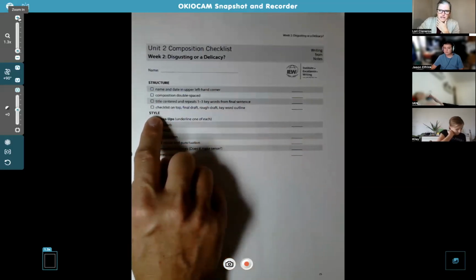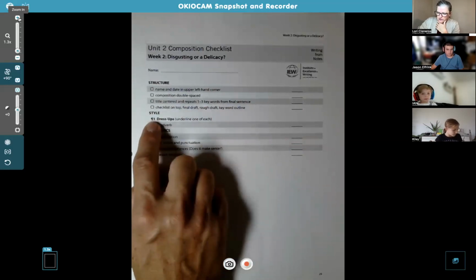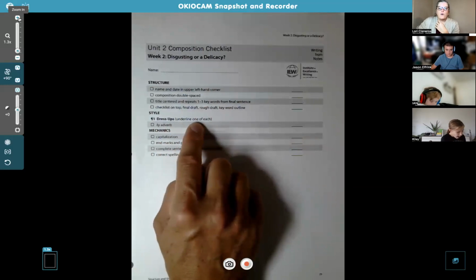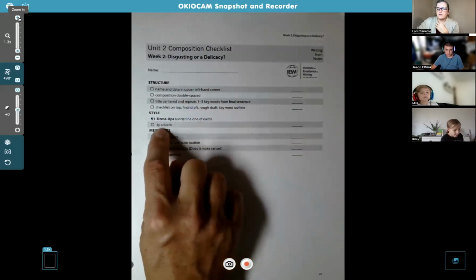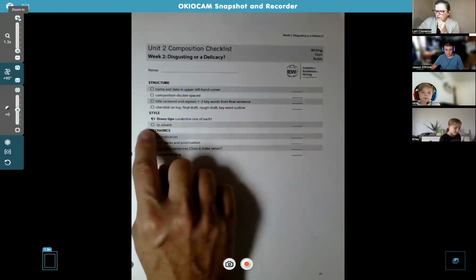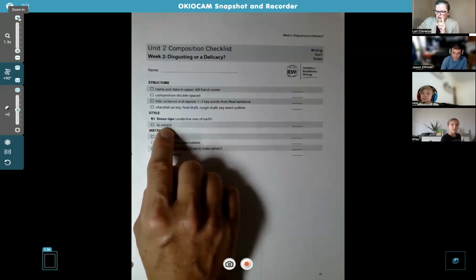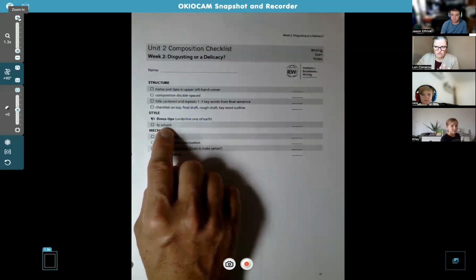Now I'll move down to where it says style. So here we have structure. We're moving down to style. And it says dress ups, and it says underline one of each. And it's starting with ly adverb. And you're only writing one paragraph again this week. And you have to have at least one ly adverb. We're going to practice that in a minute, but you're going to underline one. Now, Kylie and Jason, they probably already know you can have more than one in your paragraph. You can use more than one, but you only underline one.